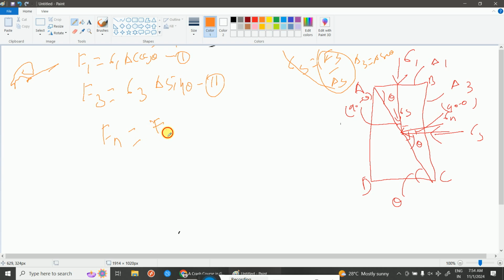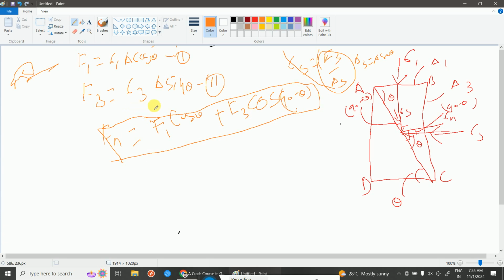Then Fn is equal to F1 cos theta plus F3 cos(90 minus theta). This is the Fn in case of the force. Now we will put the value of the F1 and F3, then this will make sense. Now using equation 1 and equation 2, because the force is the perpendicular force, how will this look? This is your Fn, this is your F1 and this is your F3.